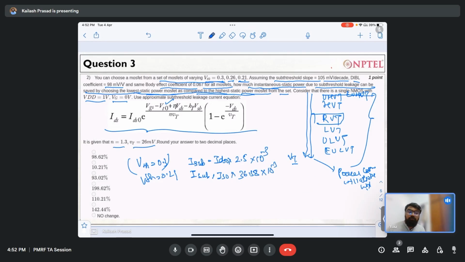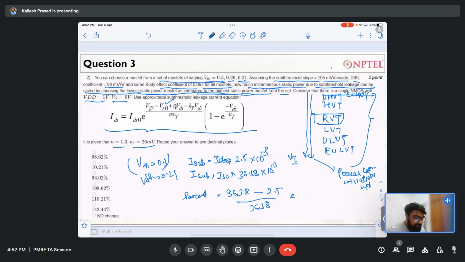So what do you want? You want the percentage saving of having the high VT as compared to the low VT. How much will it be? You just subtract and take the ratio. So the percentage saving will be 36.38, with the 10 to the power minus 3 removed because it will cancel, minus 2.5, divided by 36.38.